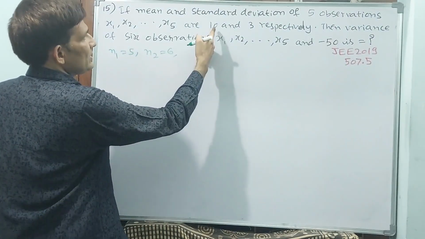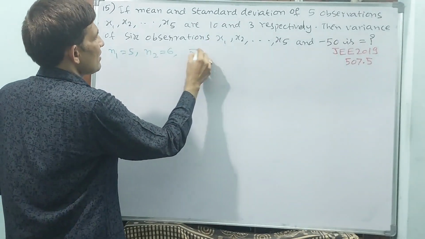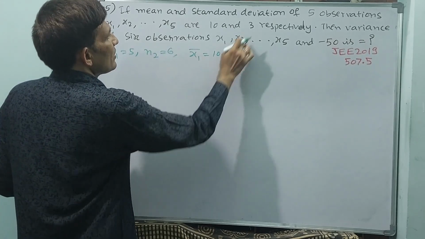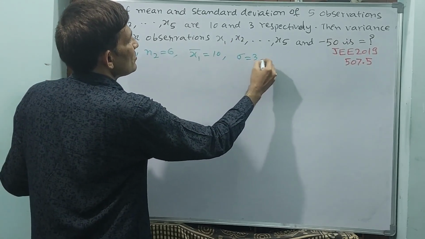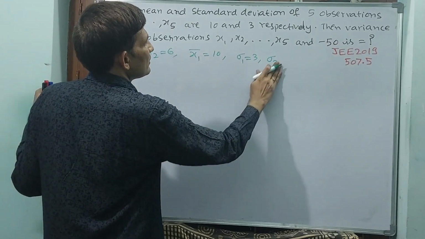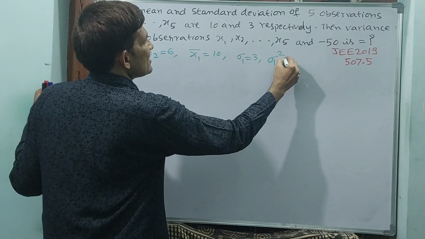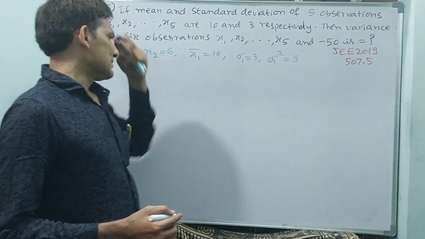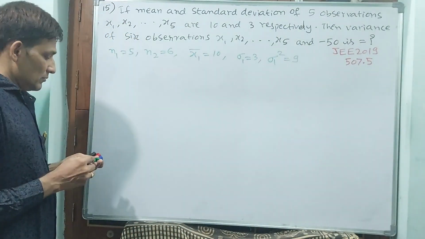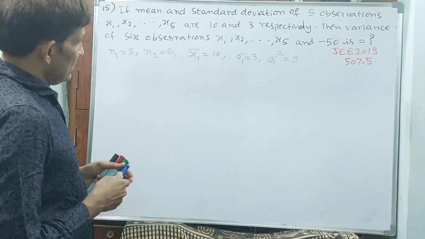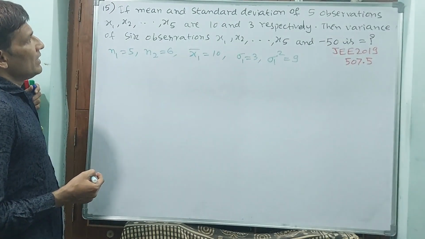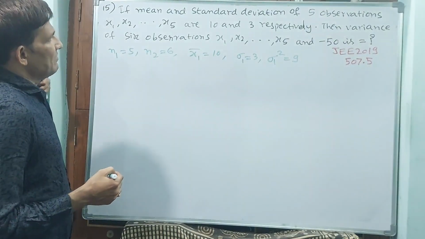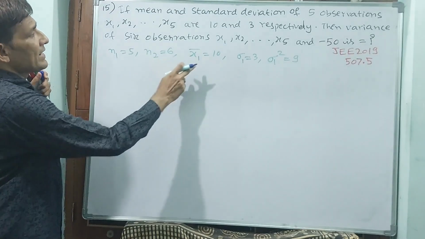Okay? And see, this is mean. Mean means you shall write x1 bar is equal to 10, and this is standard deviation. Sigma 1 is equal to 3, so sigma 1 square is equal to 9. Mean and standard deviation are 10 and 3, then automatically variance will be 3 square, 9. You see.